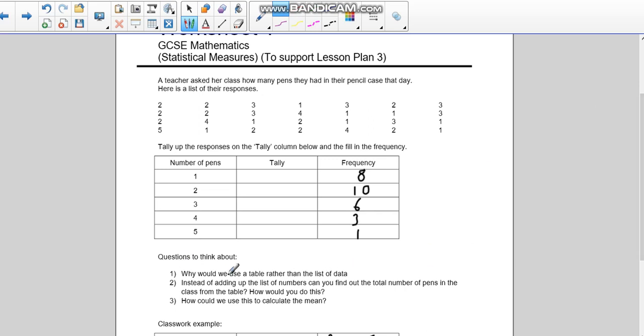Okay, so some questions to think about. Why would we use a table rather than a list of data? Instead of adding up the list, can you find out the total number of pens in the class from the table, and how would you do this? And how could we use this to calculate the mean? So have a go answering those questions in your book.